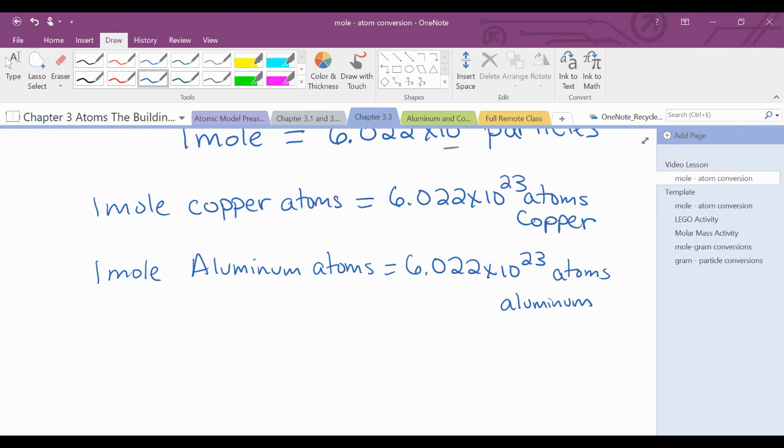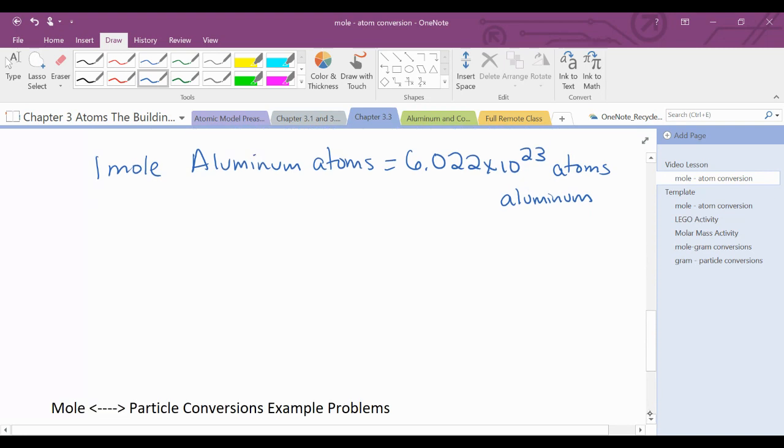So what can we do with this number? Well, we can do conversions, and we're going to start with a small one-step conversion, and we will be building on this throughout the year. So I'm going to do 2 examples now, and then the next time you're in person in class, we will go over more examples of these types of conversions.